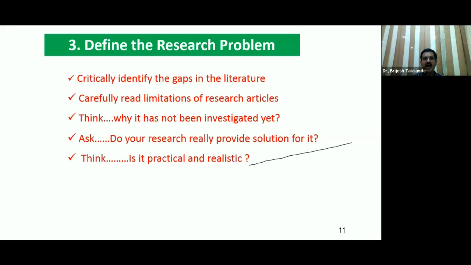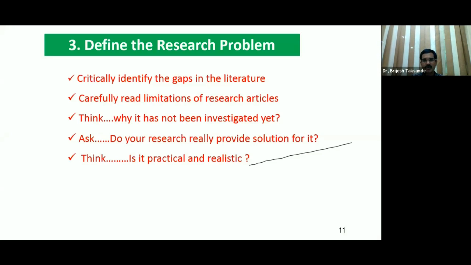Think why it has not been investigated yet. It may be possible that somebody has tried it but they have not got the result. Maybe it is not feasible at all, whatever you are thinking. For example, if you are thinking of one protocol, it may not have that feasibility at the laboratory level. So think over it, why it has not been investigated in any other laboratory.